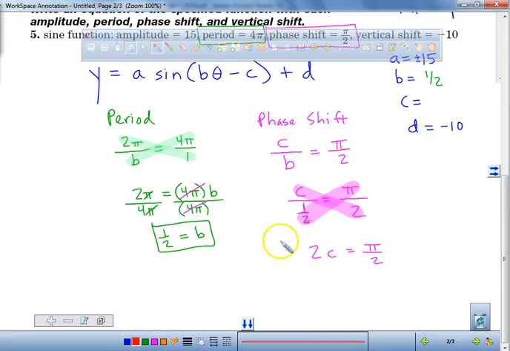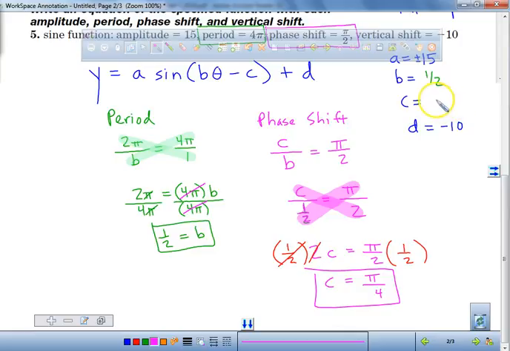Now we'll go back to our elementary school teacher who taught us that when you deal with fractions, what do you multiply this 2 by to get rid of it? You multiply it by its reciprocal, which is 1 over 2. So this half and this 2 cancel to a 1. Now you have C. Pi times 1 is pi, and 2 times 2 is 4. And voila, there we have our value for C.